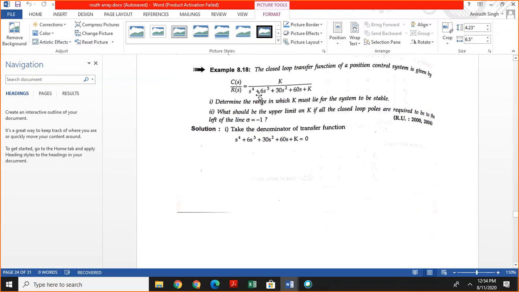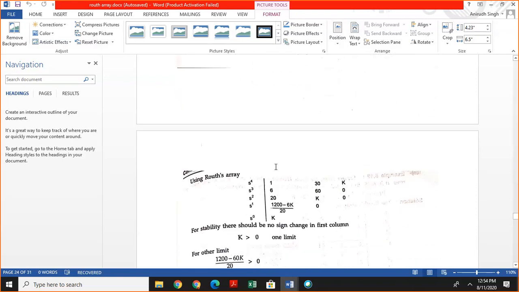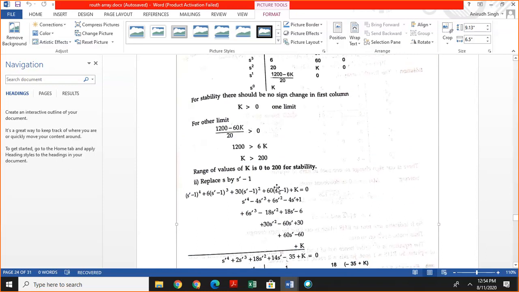Find out the transfer function given. This is the characteristic equation. Take the denominator of the transfer function, equate it equal to 0, and form the Routh array. For a stable system, this K should be greater than 0, this term should be greater than 0, and we find the value of K for which the system is stable.